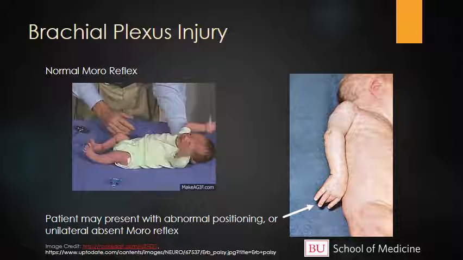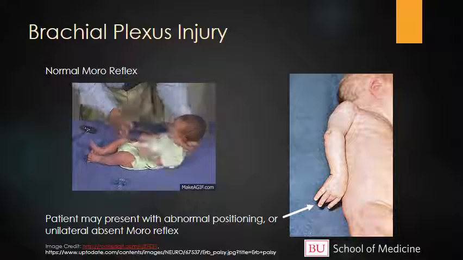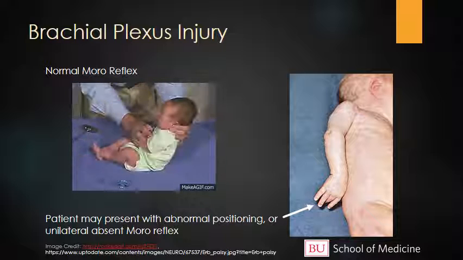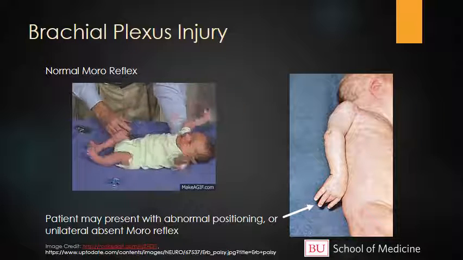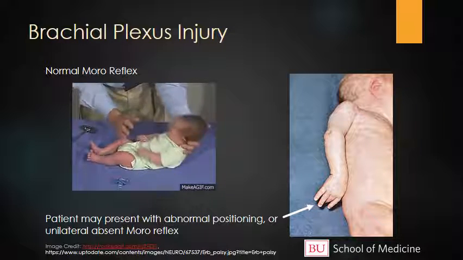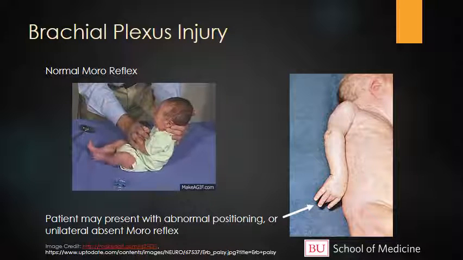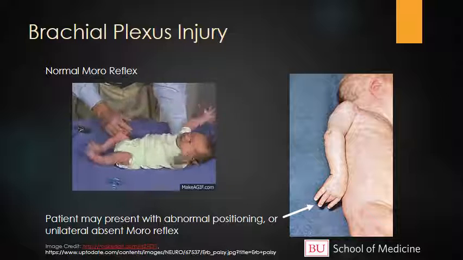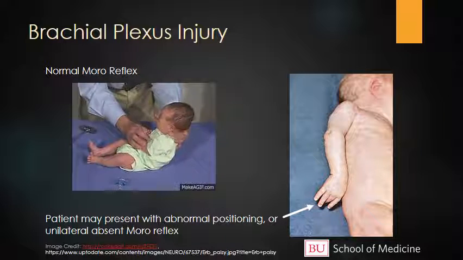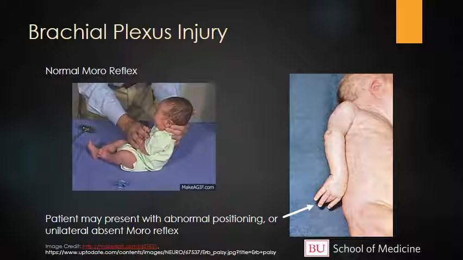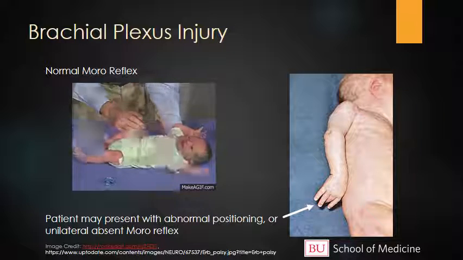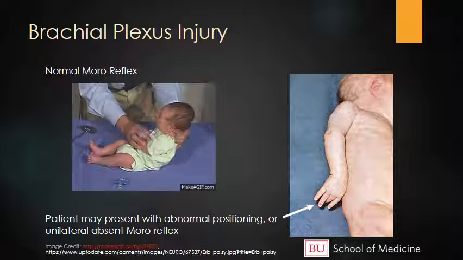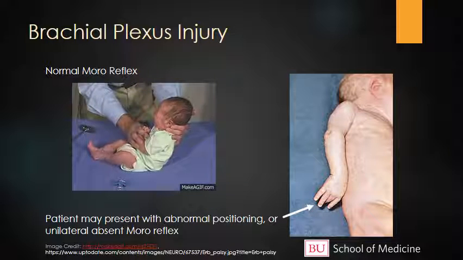So here we see some of the exam findings that you may anticipate with a brachial plexus injury besides the positioning. Now you see here in the animation a normal Moro reflex. The baby is held up slightly, and then dropped gently, eliciting a startle reflex, where the baby's arms come out to its side as if it's trying to catch itself from falling. However, a patient with a palsy may present with abnormal positioning or a unilaterally absent motor reflex, where you would see no arm movement in one of these arms, and that could be suggestive of a brachial plexus injury, given the proper clinical context.